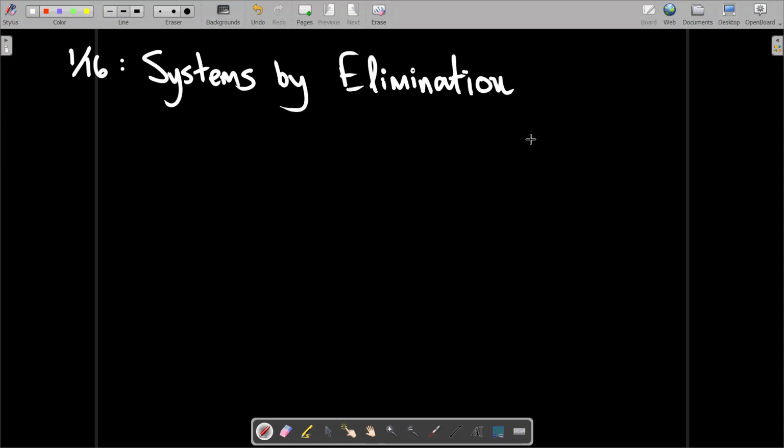Some people call this linear combination. That's starting to go a little bit more by the wayside. Elimination has been a little bit more adopted lately. It just sounds cooler and it's easier to say. So you're going to right away figure out where it gets its name.